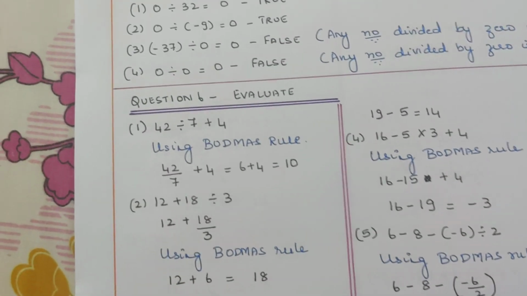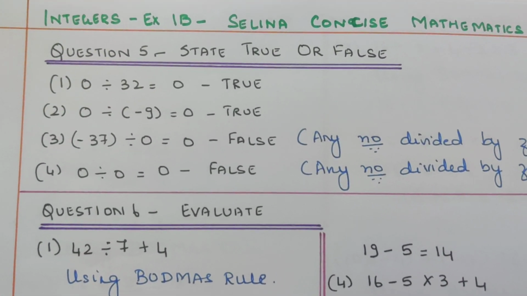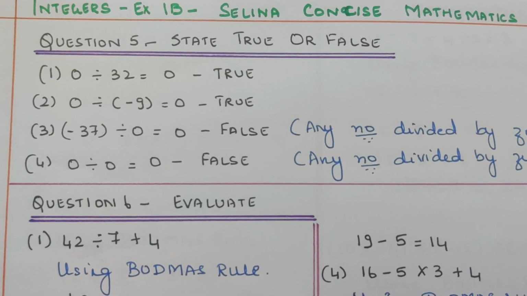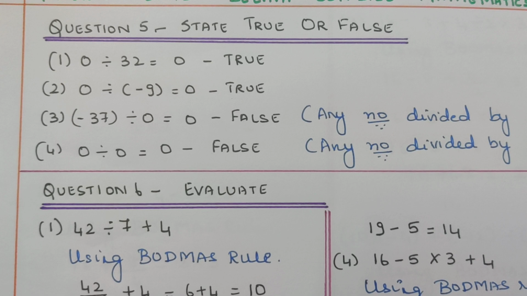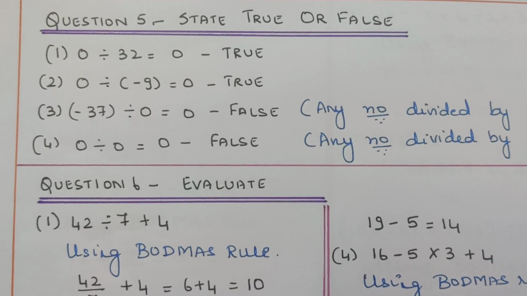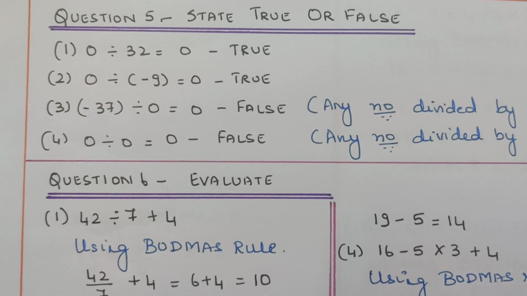Let's move on to the next sum, that is question 5. It says state true or false. So 0 divided by 32 is equal to 0 is true. As I mentioned earlier, when 0 is divided by any number, irrespective of the sign, the answer would be 0, and the expression is true.